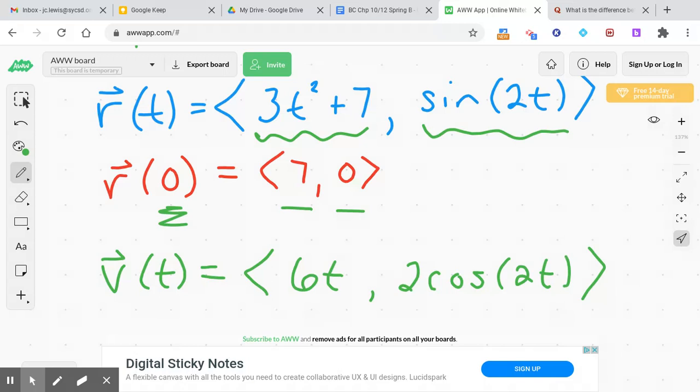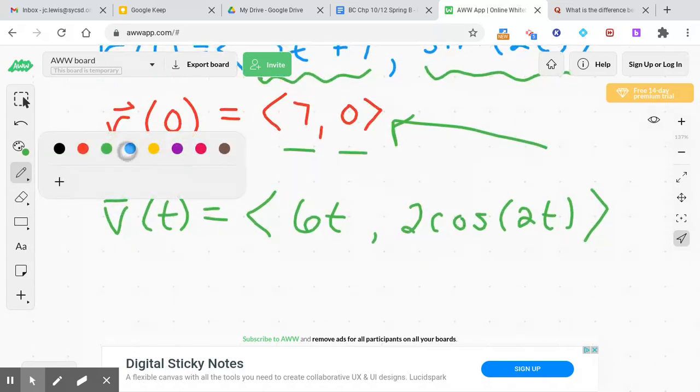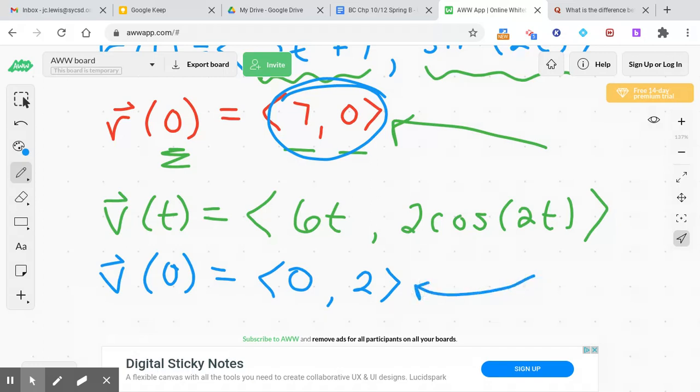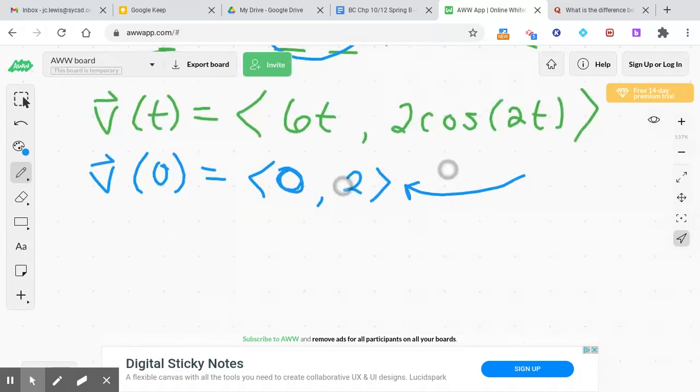It would be really easy to find it at 0. So at a given position, 7, 0, you could say that the velocity at that particular time is 0, comma, 2 times cosine of 0, which is 2 times 1, so 0, 2. So at that particular position, 7, 0, our particle moving around here is really only moving vertically, right? Because our x velocity is 0.